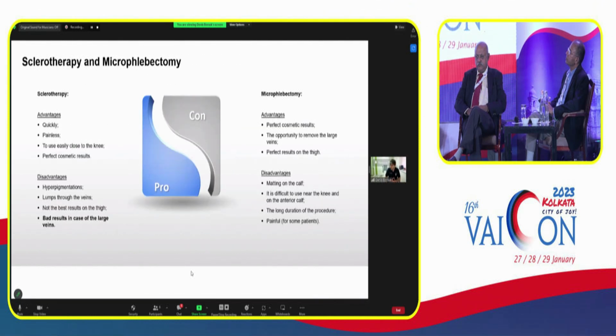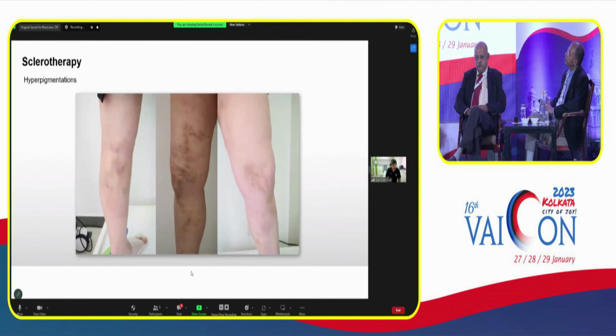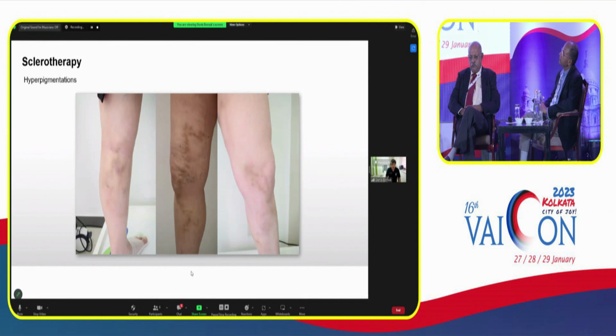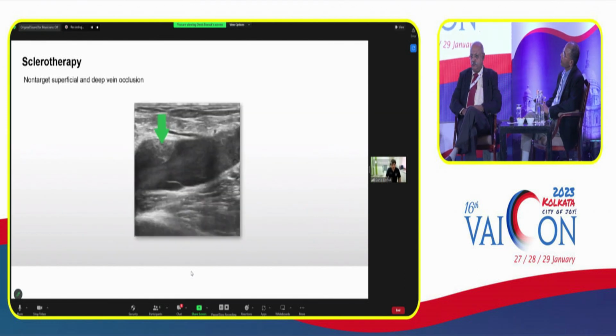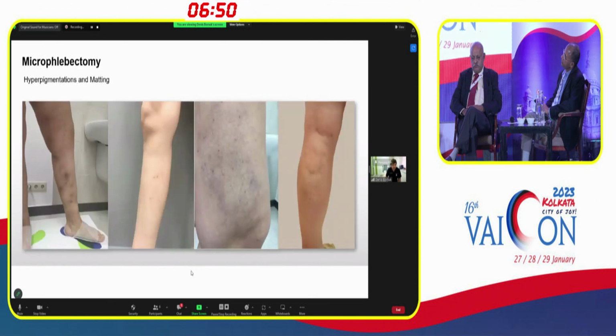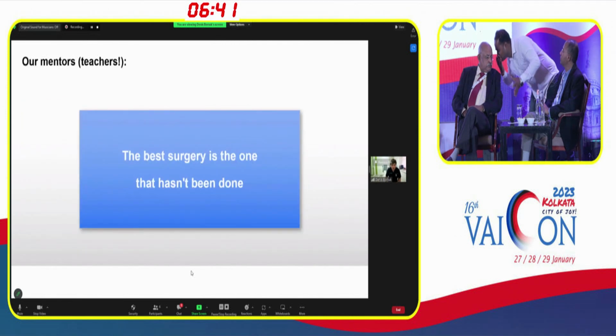Of course, both methods of tributary treatment have their advantages and disadvantages. I will not stop here on it, all of you know that. The biggest problem of sclerotherapy is hyperpigmentation, and non-target superficial or deep vein thrombosis after sclerotherapy. Of course, we also have some complications of microphlebectomy, but they are quite rare. But the biggest problem is that it could be painful in some cases.